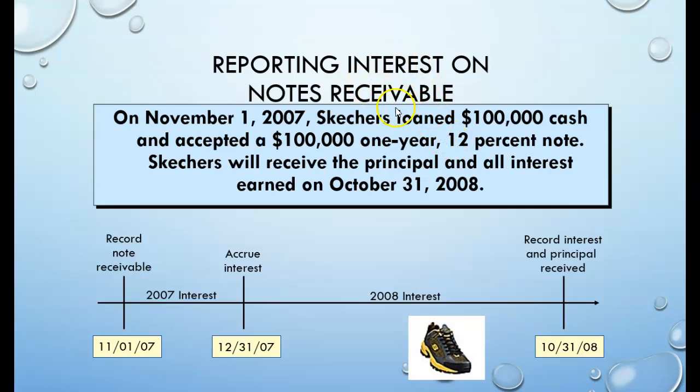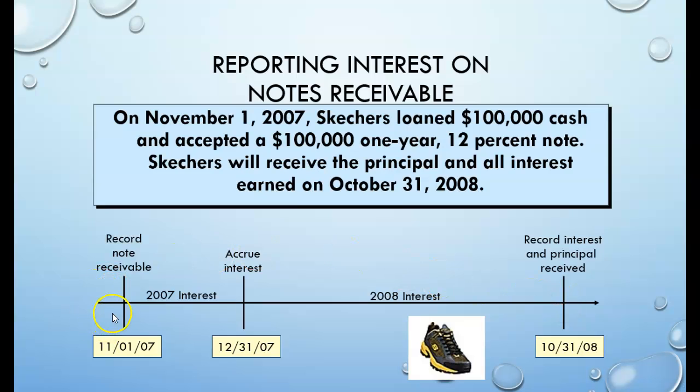So here's our example for Skechers. Skechers loaned $100,000 cash, and they've accepted a $100,000 one-year note at 12%. So that's the annual rate. And this is a little unusual. Often when we do these notes, we'll be getting interest monthly, but sometimes we'll do it this way, and this highlights our concepts about accrual accounting. In this particular loan, the interest and the loan amount will be due at the time that the loan is due, on the 31st of October.